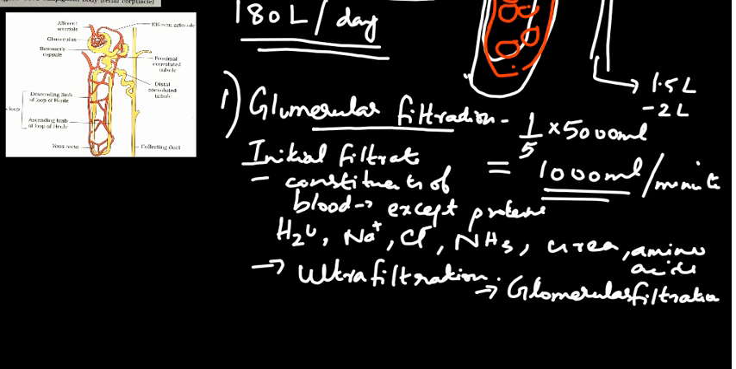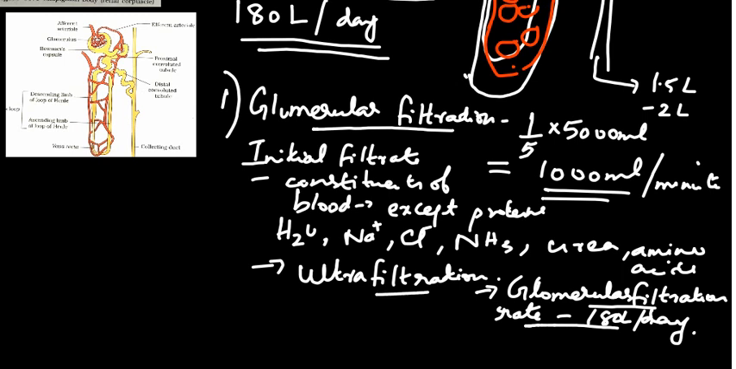So filtration happens at the rate of 180 liters per day. And this regulation of glomerular filtration is done by some enzymes and hormones that will be dealt with later. So the glomerular filtration is also called ultrafiltration.